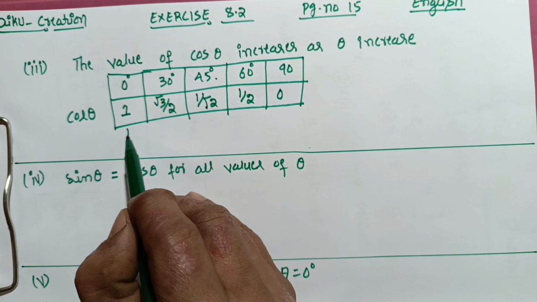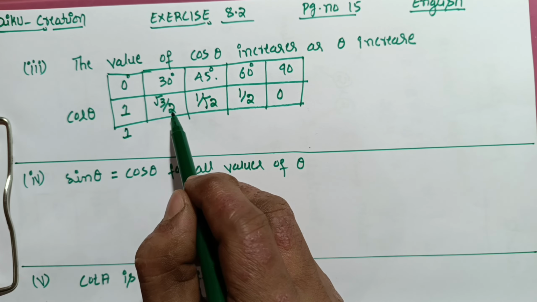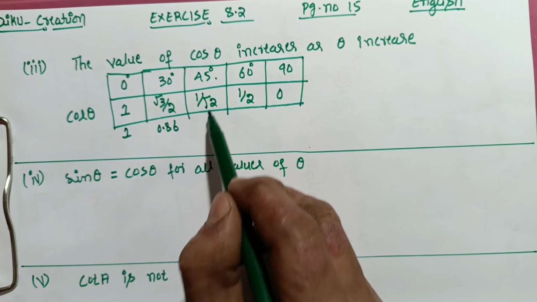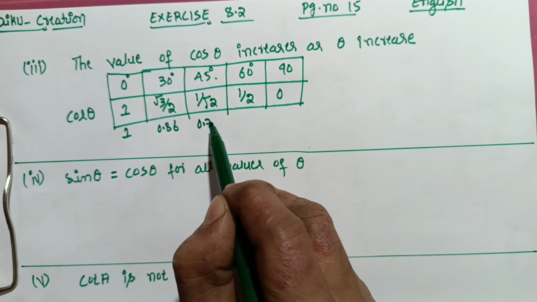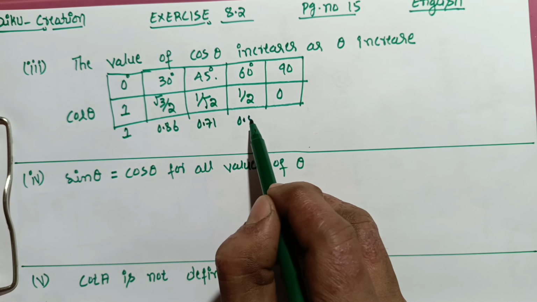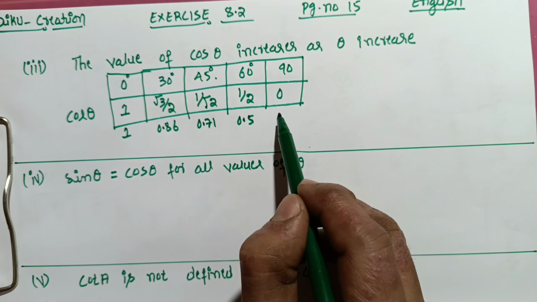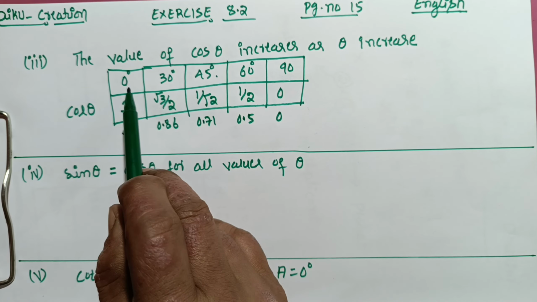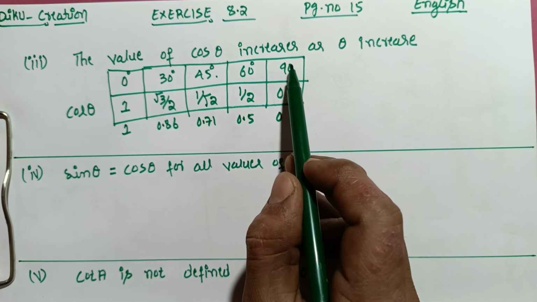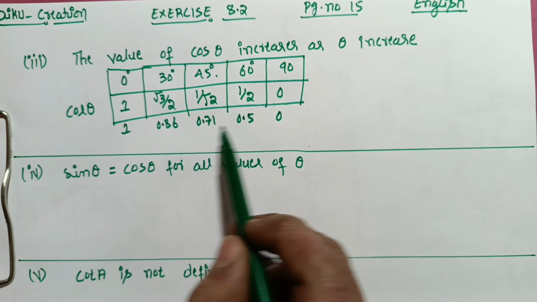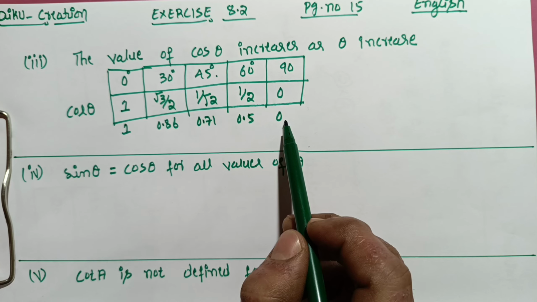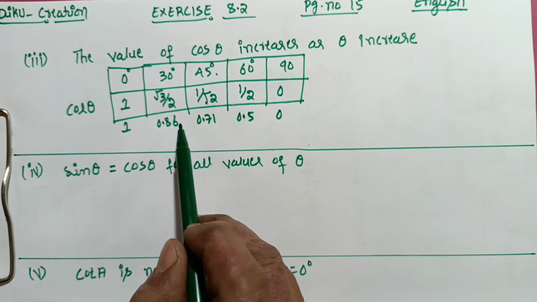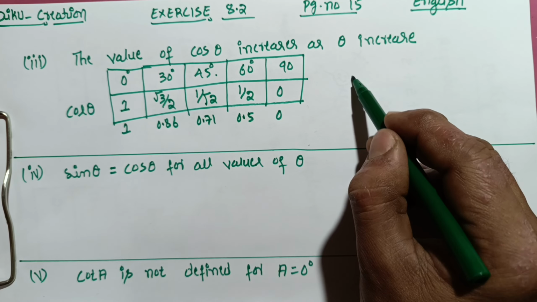So now it is 1. Root 3 by 2 value is going to be 0.86. 1 by root 2 value is 0.71. 1 by 2 is 0.5. So 90 degree is going to be 0. Here as theta increases from 0 to 90 degree, the cos theta value is going to be decreased. It is not increased. Look at here. Here it is 1. Here it is 0.86. Hence the statement is false.